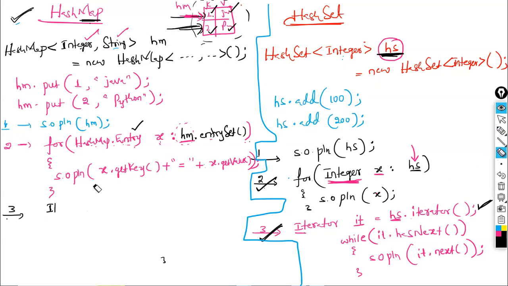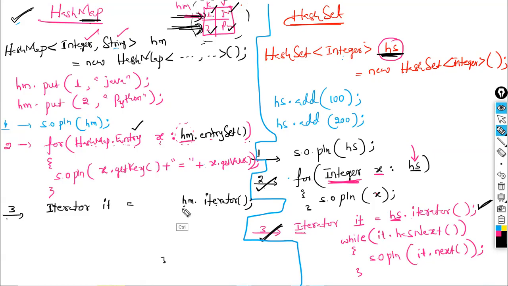hm dot. So first, iterator, it equals to. So here I'm leaving it. Then followed by iterator is the method. Can we apply this iterator on the HashMap object directly? We cannot iterate on a HashMap. It will refer to only entry 1 and entry 2, but it will not give the internal data. It is not possible.